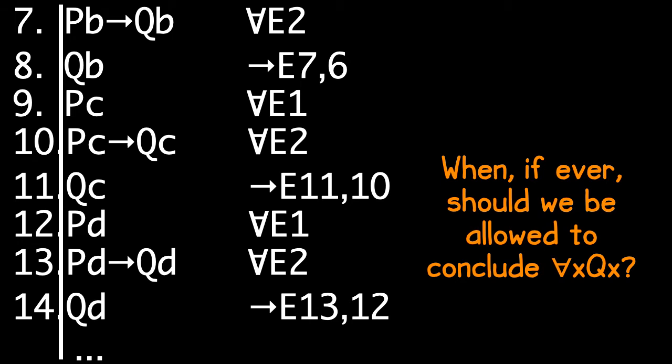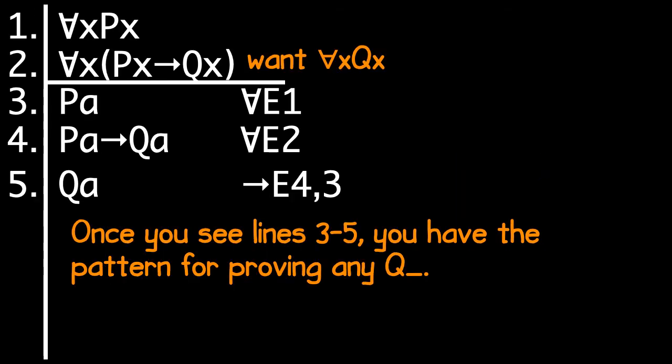But remember, we're not working in the semantics. In a proof, there is no universe of discourse. There are only sentences and rules. Once you see lines 3 through 5, you have a pattern for proving that anything's a Q. Lines 3 through 5 give us a kind of recipe. Once we did it for a, we could quickly do it for b, c, d, and as many more as we wanted. The key here was that we showed it for Qa, and a wasn't anything special. It wasn't anything in particular.